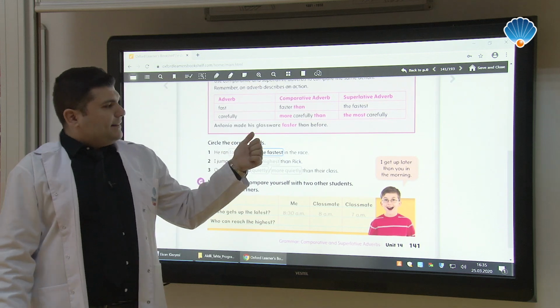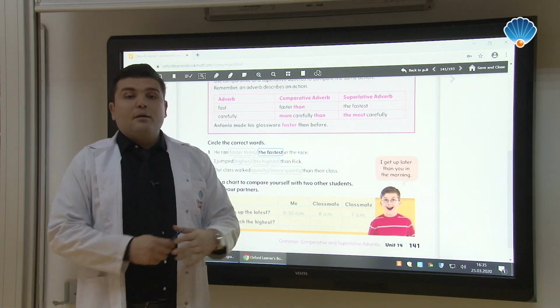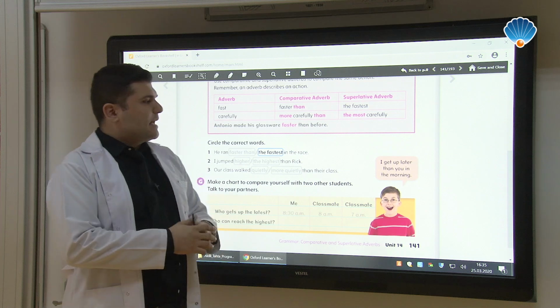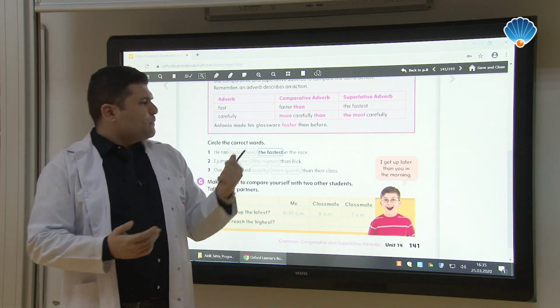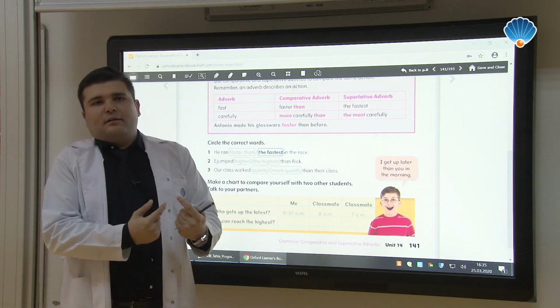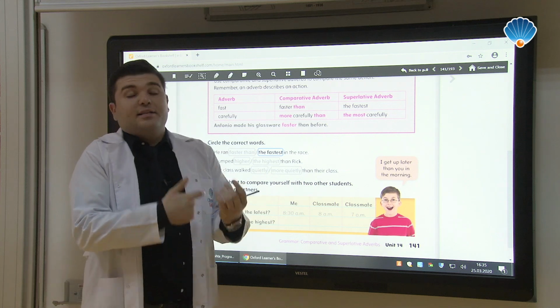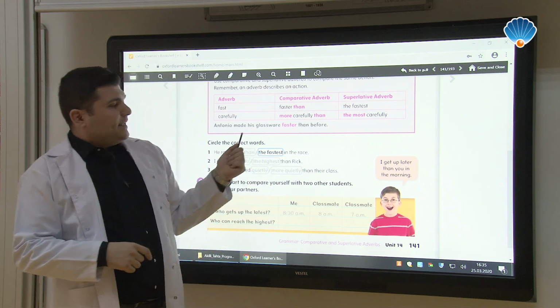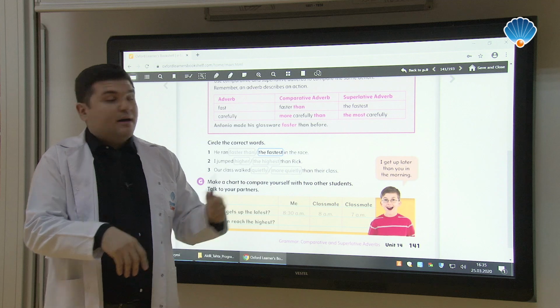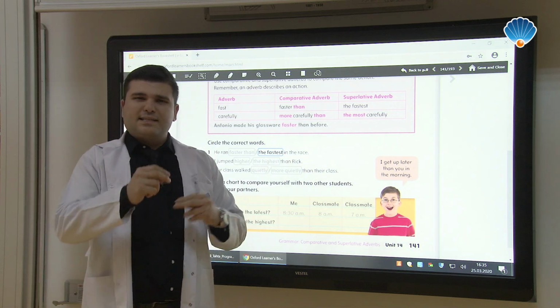So Antonio made his glassware faster than before. Okay, faster than before. We can say that Antonio is working hard and hard. So he made his glasses this time faster than before. So this is a difference.